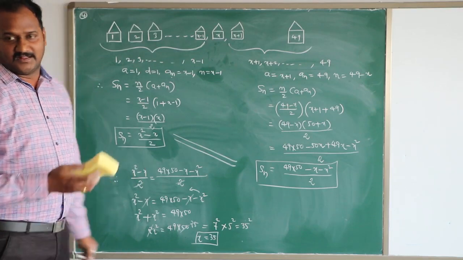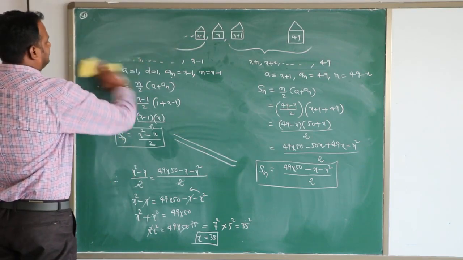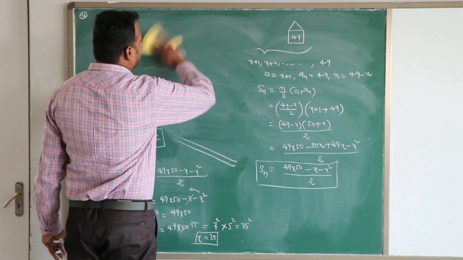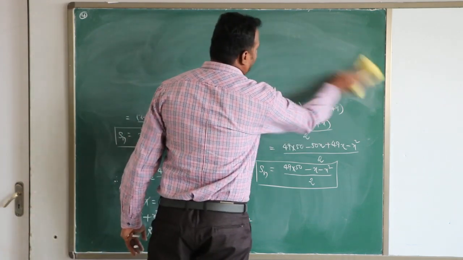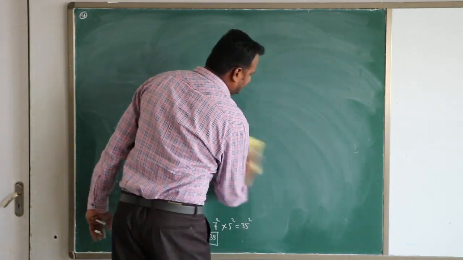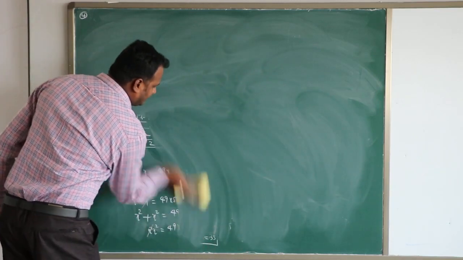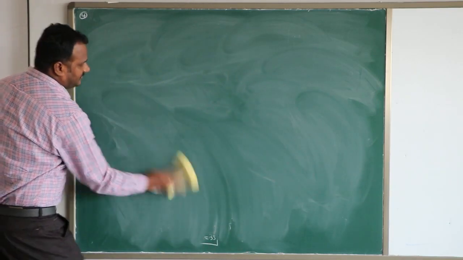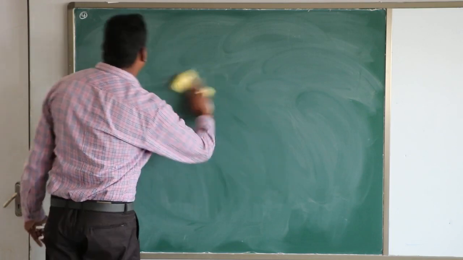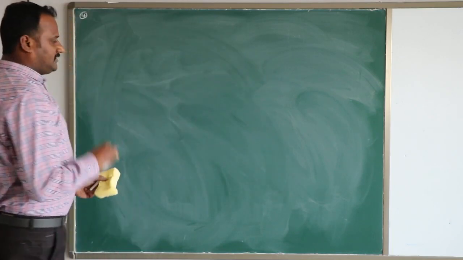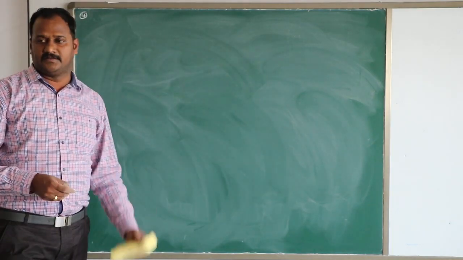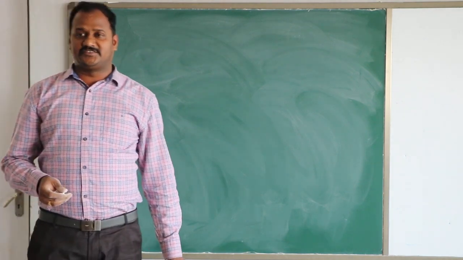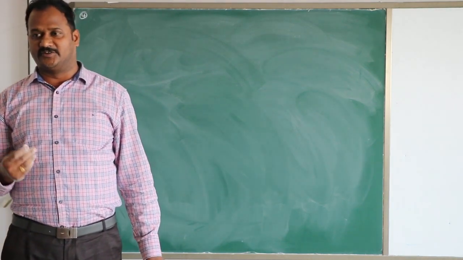Fifth problem. A small terrace at a football ground comprises 15 steps, each of which is 50 meters long and built of solid concrete. Each step has a rise of 1 by 4 meter and a tread of 1 by 2 meter. Calculate the total volume of concrete required to build the terrace. Okay, how many of you understood the problem? Hope you understood the problem, right?